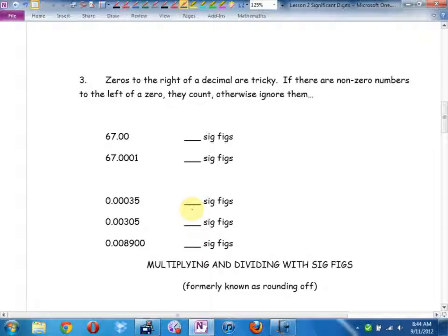Zeros to the right of a decimal are tricky. You didn't just say a bad word, did you? No, you never would have said a bad word, ever.